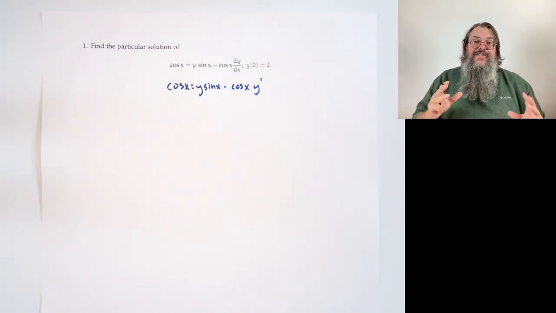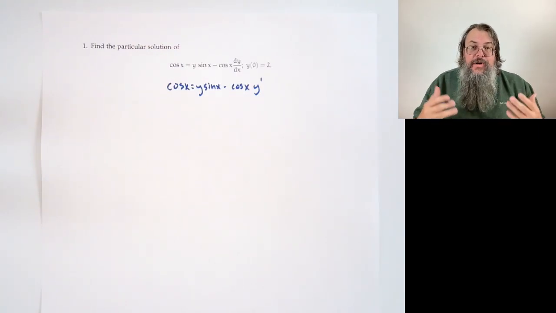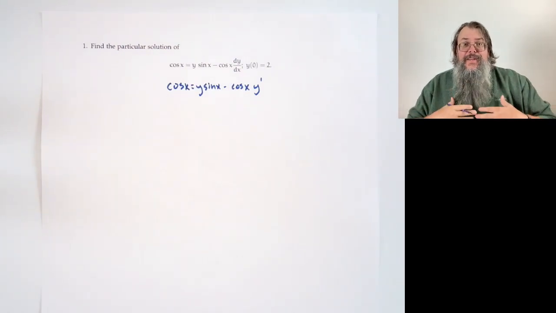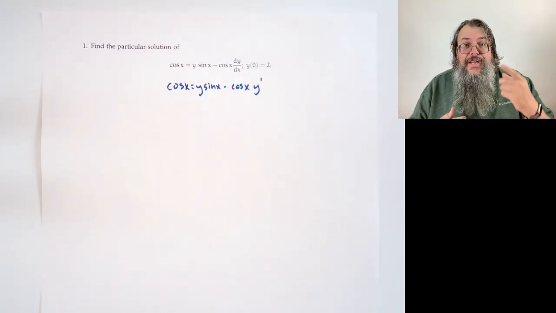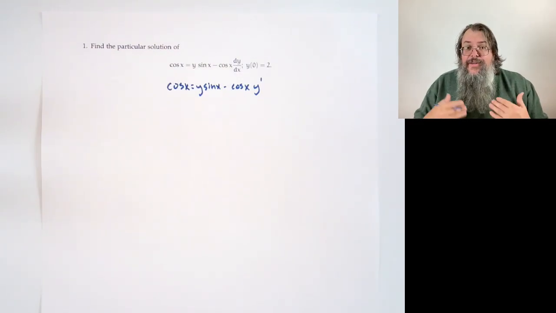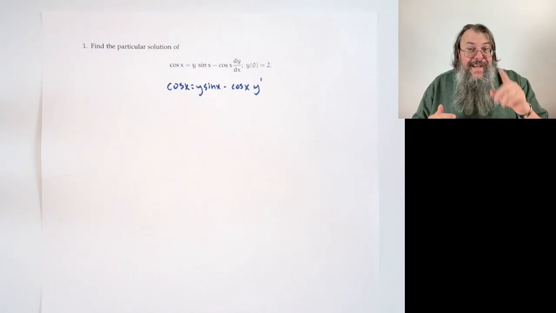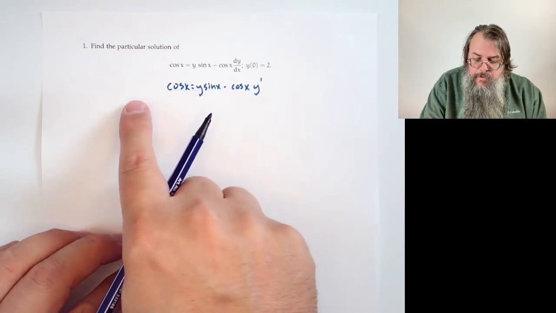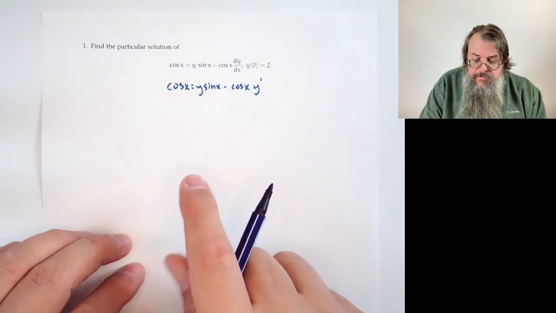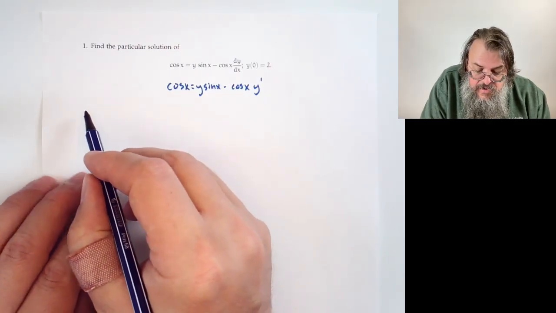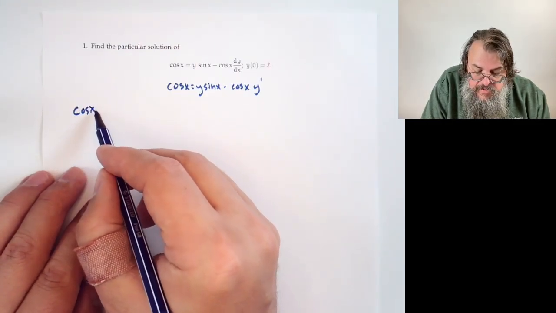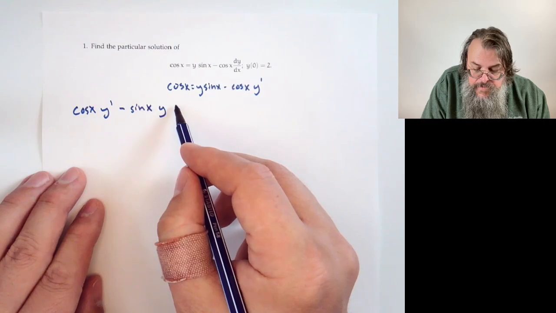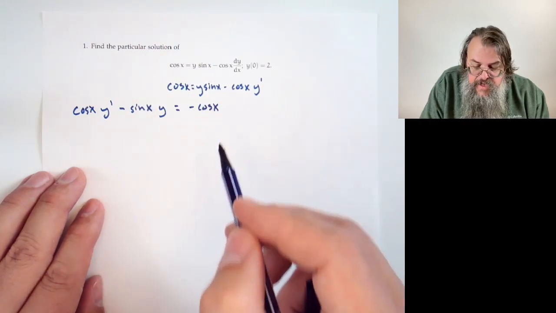Okay, good. So now we've identified it, we work to solve it. They wrote it in a very unusual way, at least what I think is a very unusual way, but remember, we can choose to rewrite it. In fact, that's oftentimes a good first step, to say, hey, how should this be written? In this case, what I'd like to do is move the y prime and the y to one side, the cosine x on the other side. So let me just start there. You have cosine of x y prime, subtract sine of x y, equals minus cosine of x.